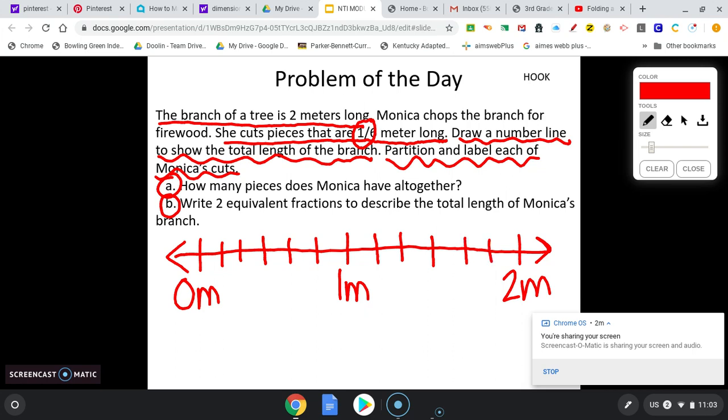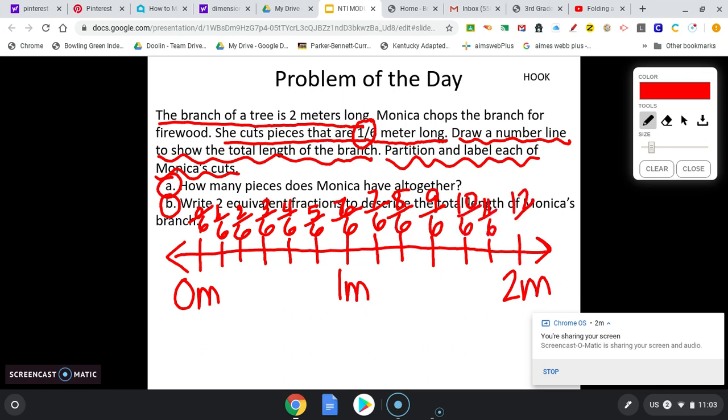Okay, so we have 0/6 here. We have 1/6, 2/6, 3/6, 4/6, 5/6, 6/6, which is equal to 1 whole, 7/6, 8/6, 9/6, 10/6, 11/6, and 12/6, which is equal to 2 wholes.